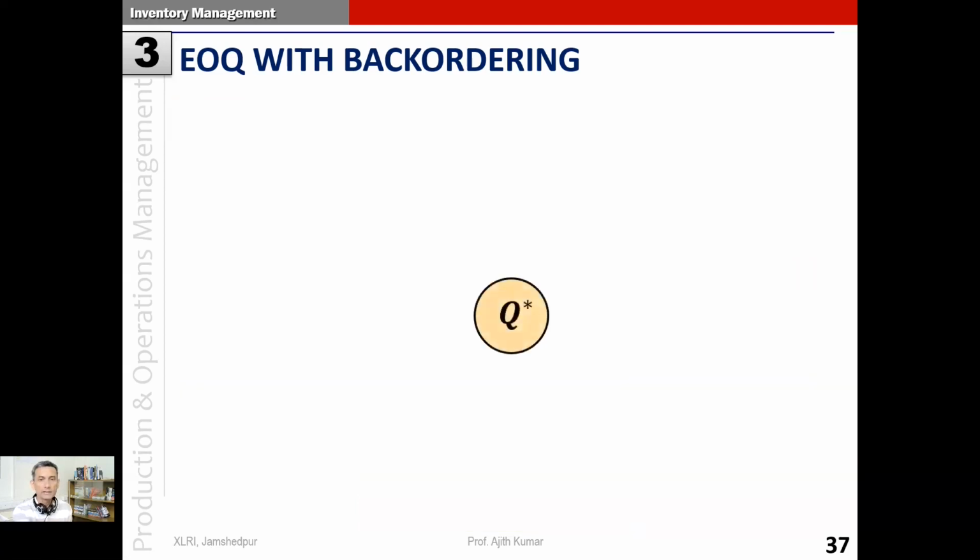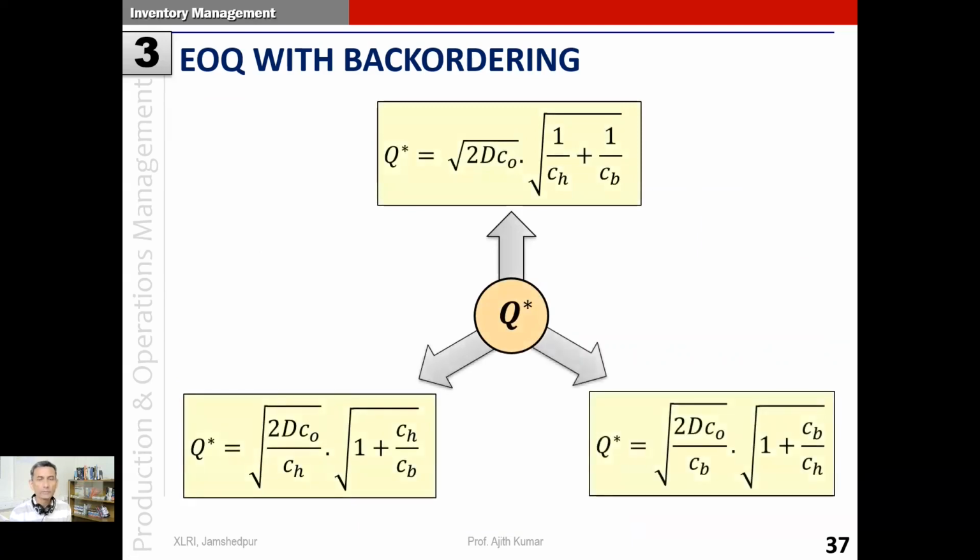Going forward, we can see that the same formula can be represented in three different forms. The original form that we got, Q star equal to square root of 2dCO into square root of 1 by CH plus 1 by CB. This can be rewritten as square root of 2dCO by CH into square root of 1 plus CH by CB, or as Q star equal to square root of 2dCO by CB into square root of 1 plus CB by CH. All three of them are equivalent. They are the same formula written in three different ways. The reason for writing them in three different ways is that these different ways help us to derive different interpretations, which we will see as we go forward.